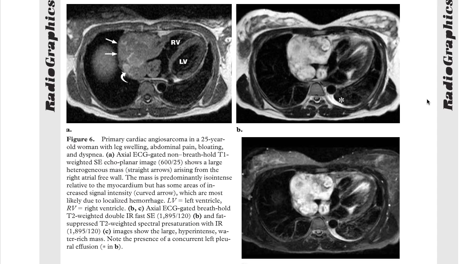This is a case of a large mass involving the right ventricle, essentially destroying the wall of the right ventricle. We see heterogeneous T1, and that could be from hemorrhage in the mass. See, this is T1. We see the dark ring around the CSF here. This is T1 without fat sat, but it's post-contrast.